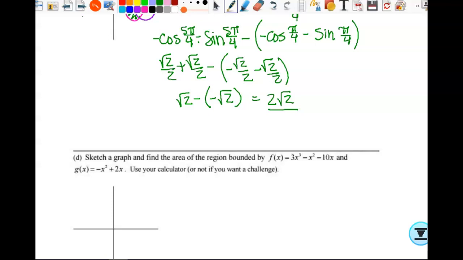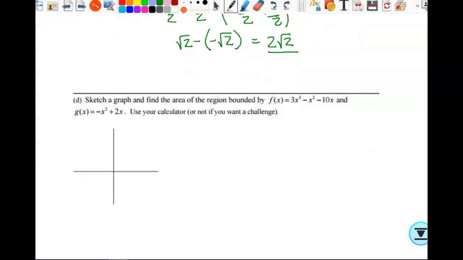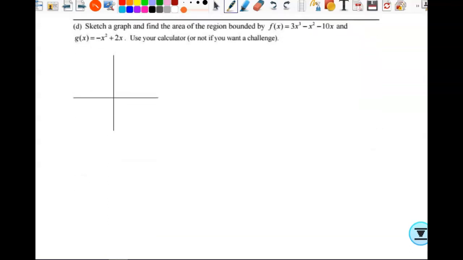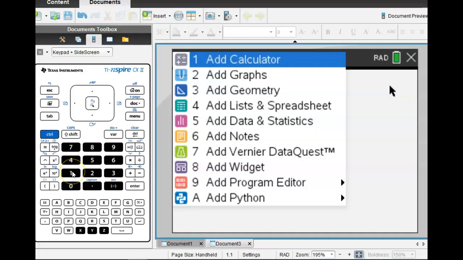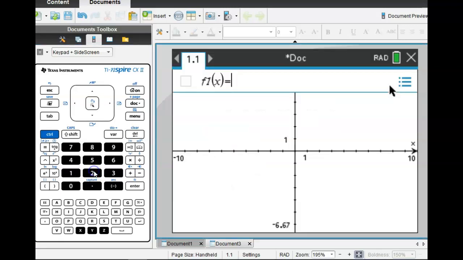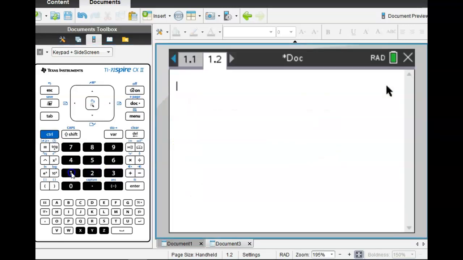Any questions? We all good? Okay, so we are going to use our calculator for the next one, which means we need to type these two things in quickly and efficiently and correctly. So sit up and start typing. I'm going to add a new one. I'm going to add graphs, and then I'm also going to add calculator.